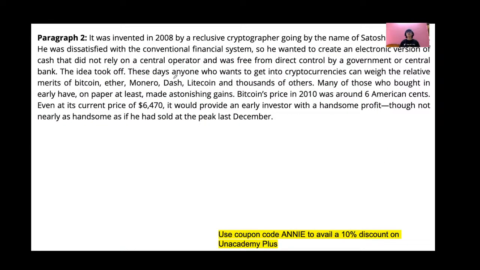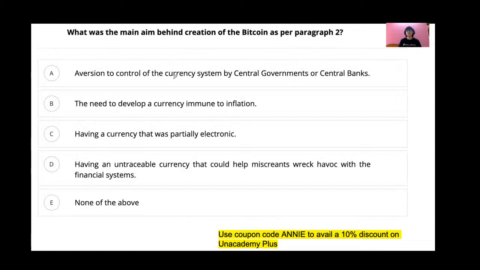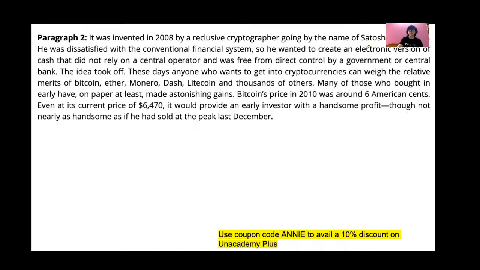Next paragraph. Let's look at the question first. What was the main aim behind the creation of Bitcoin as per paragraph 2? What was the main aim behind the creation of Bitcoin? Why was Bitcoin created? This is your question, okay?